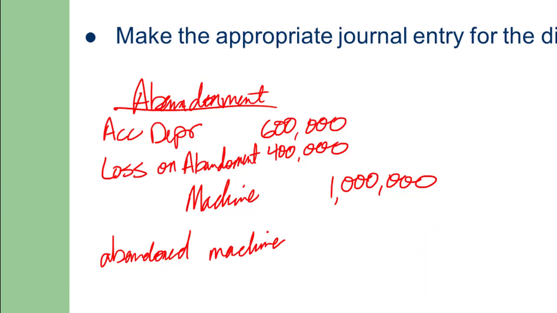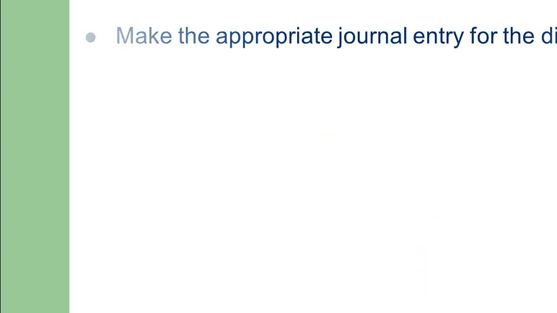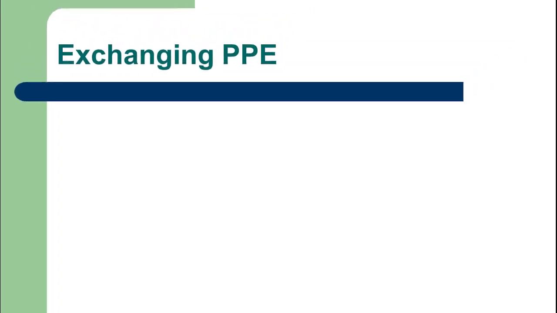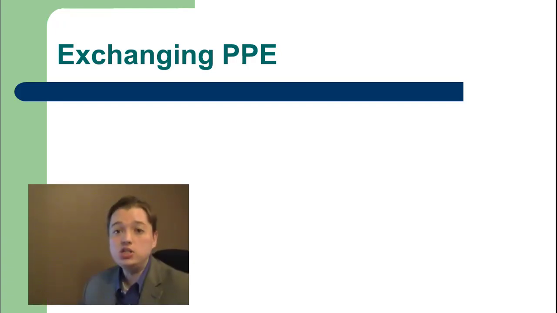The next kind of disposal is a little bit more involved, and that's an exchange. Exchanging property, plant, and equipment means that instead of just selling it and walking with cash or abandoning it and walking away with nothing, I swap. And the most common kind of swap is if I go into a dealership and they say, hey, we'll take that as a trade-in.